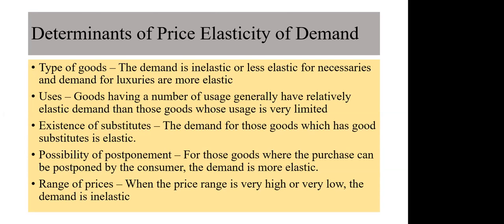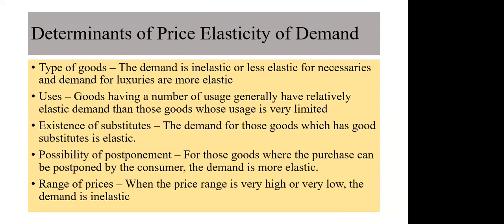The fourth one is possibility of postponement. Whenever we can postpone the purchase of some good or service, thinking okay, leave it, I do not need it now, I can do it later, then that becomes an elastic good, because it is not very important to you. Otherwise you would say I need this right now, I cannot live without this. You can say maybe I will take it next month, or maybe next year, maybe when its price goes down. And the last one is range of prices.